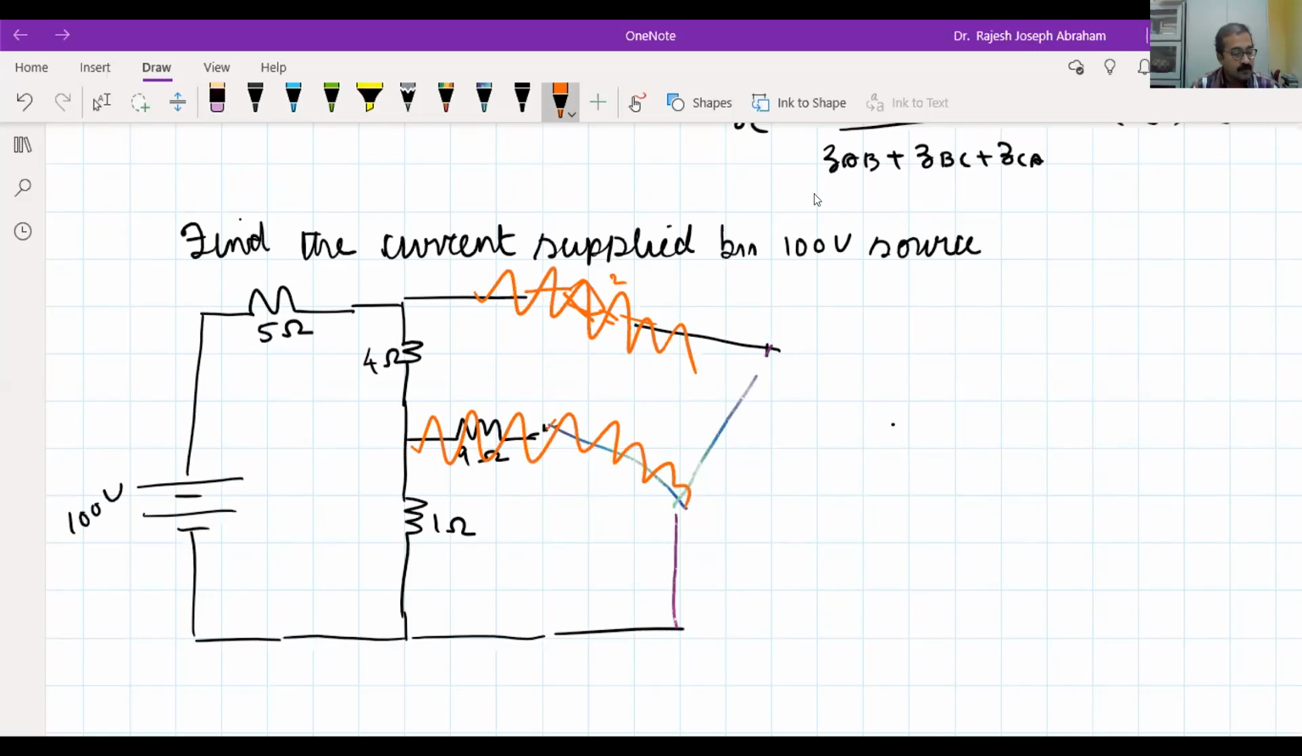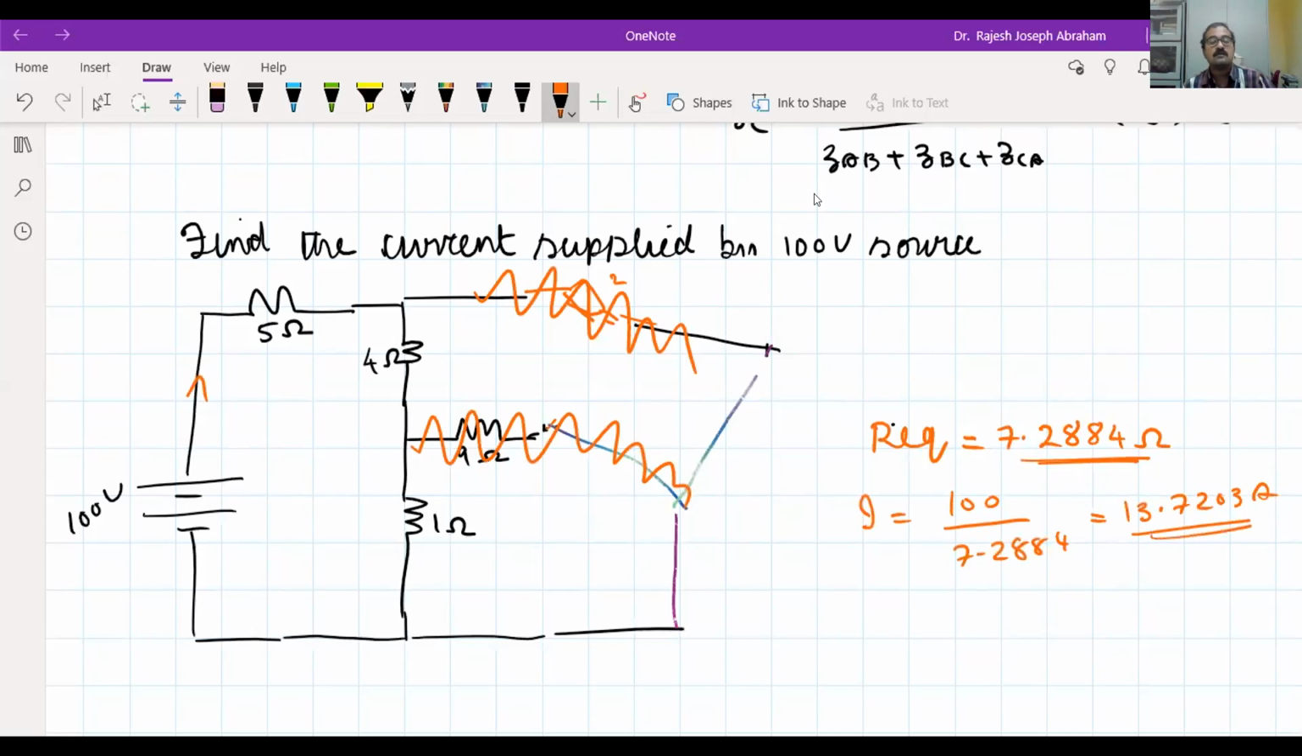If you keep on solving eventually, you will get an effective impedance of 7 point, you can cross verify that. R equivalent will be 7.2884 ohms. So how will you find the current supplied by the 100 volt source? Current supplied will be 100 divided by 7.2884, and that will be around 13.7203 ampere.